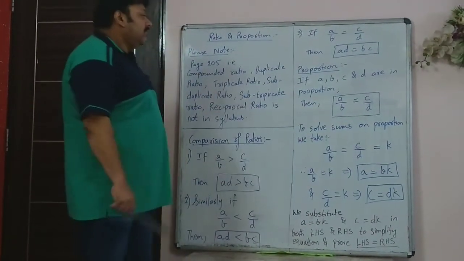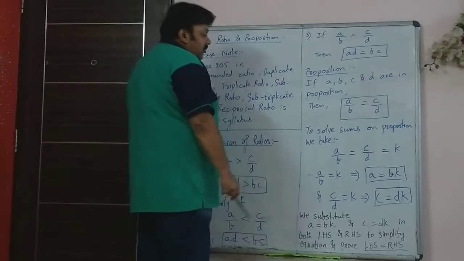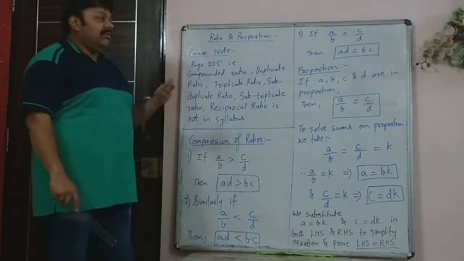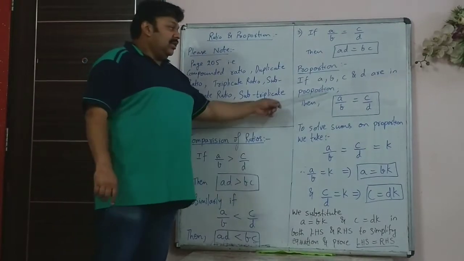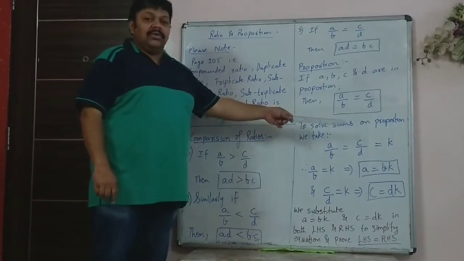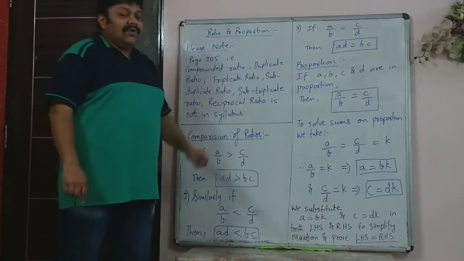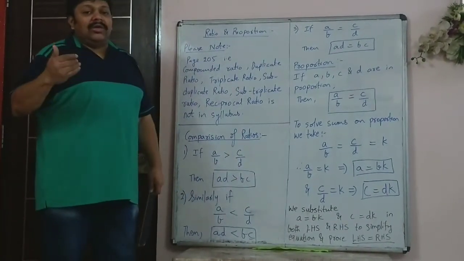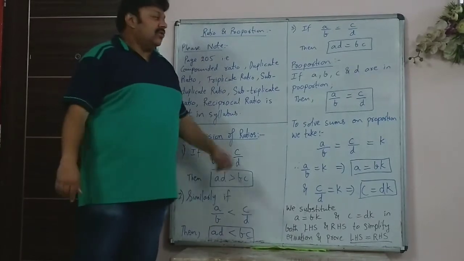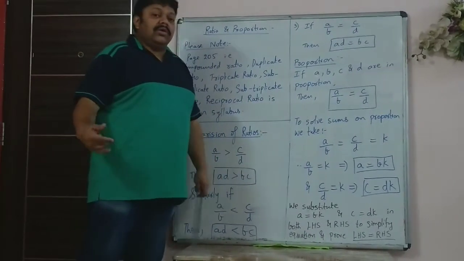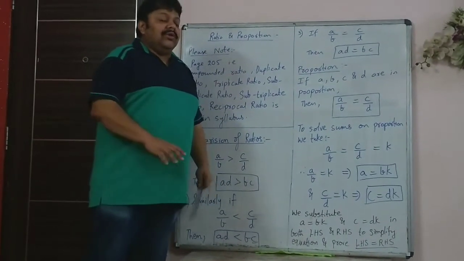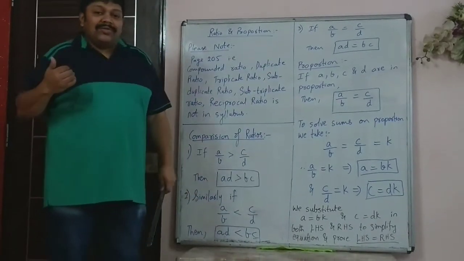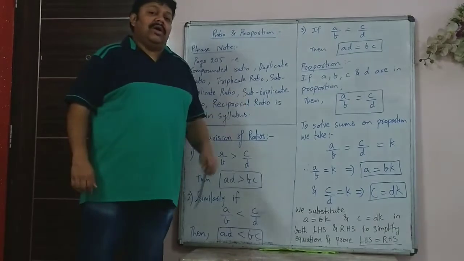Now proportion. If you have four terms A, B, C and D are in proportion, it would mean that A upon B is equal to C upon D. So you have to read the heading properly. If the sum says terms A, B, C and D are in proportion, it means A upon B is equal to C upon D. Now generally this sort of a sum would come when you have to prove some LHS is equal to some RHS.